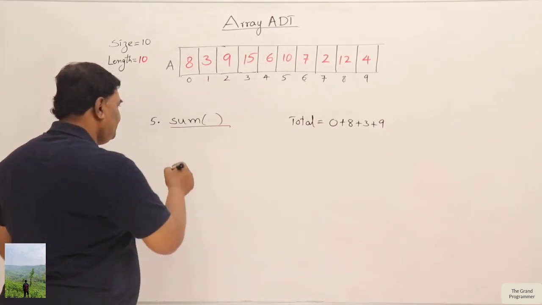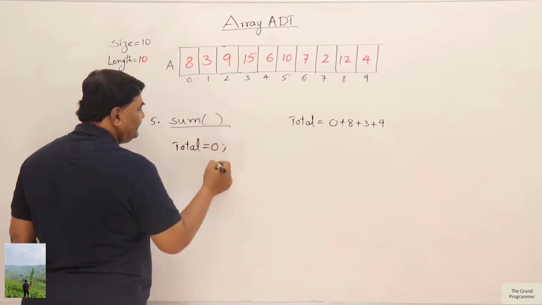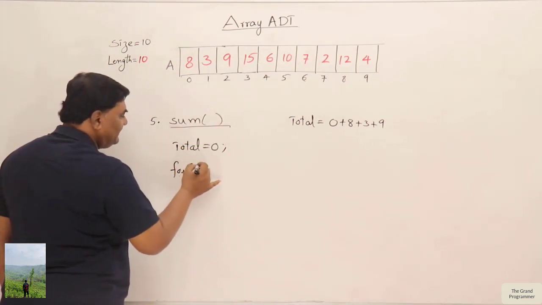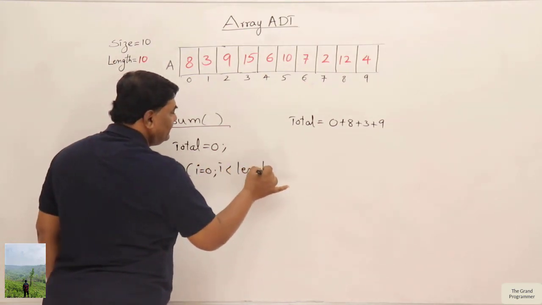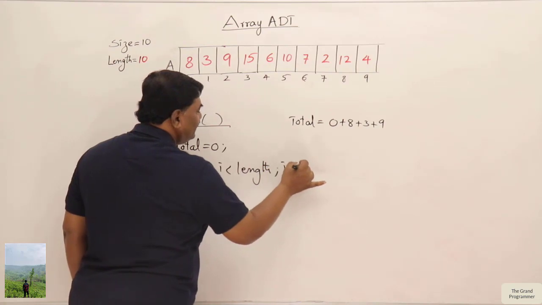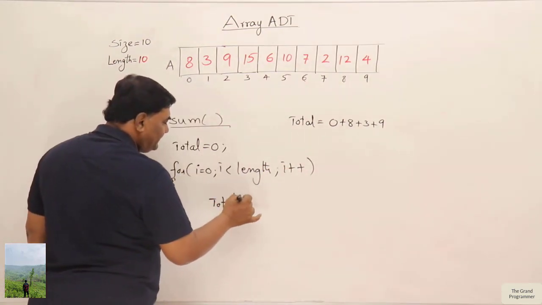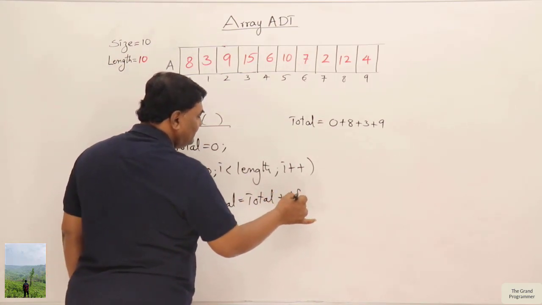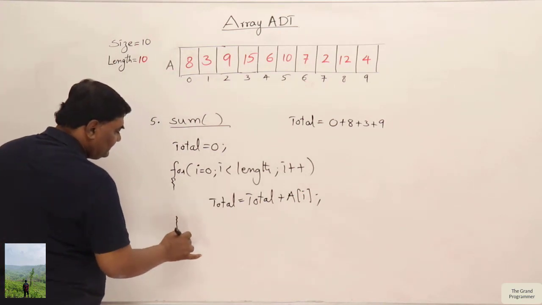So I need a variable that is total. That should be initially 0. I should scan through all the elements. So for i assign 0, i is less than length, then i plus plus. Then inside total, I should every time add a of i. That's it. Then return total.